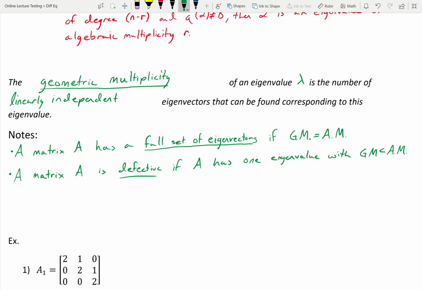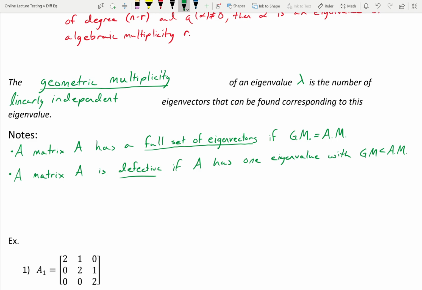So defective means it does not have a full set of eigenvectors, which means we're missing at least one or more eigenvectors to make a full set of linearly independent eigenvectors to come up with a fundamental set in the end. So our process through this point is going to be talking about, okay, how do we calculate these, or what is the approach for finding out if the geometric multiplicity is equal to the algebraic, and then say, okay, well, if that occurs, if they're equal, it's great.